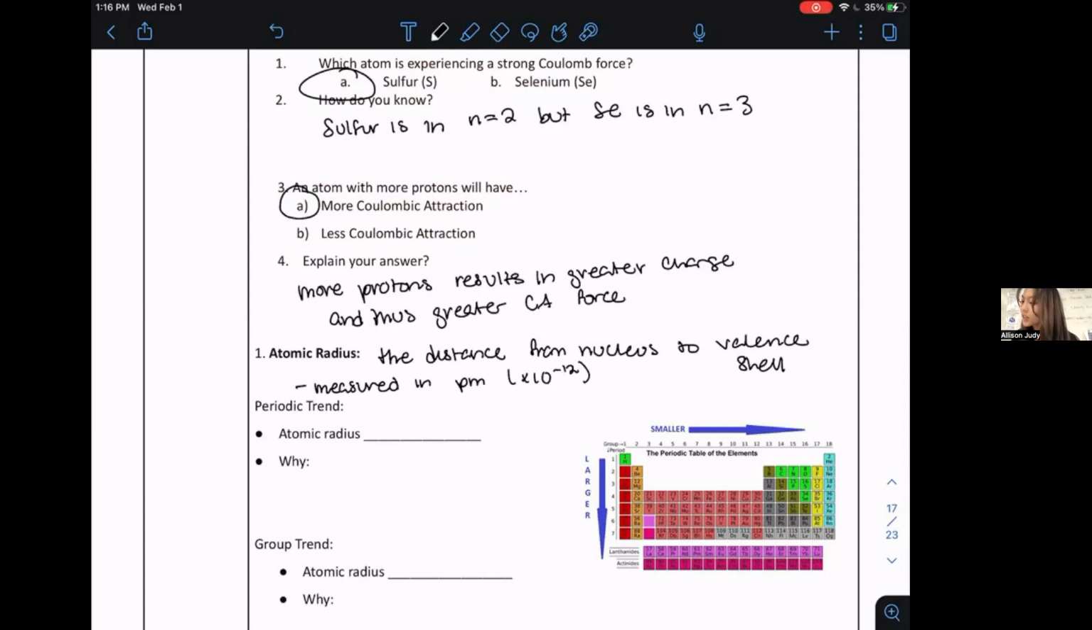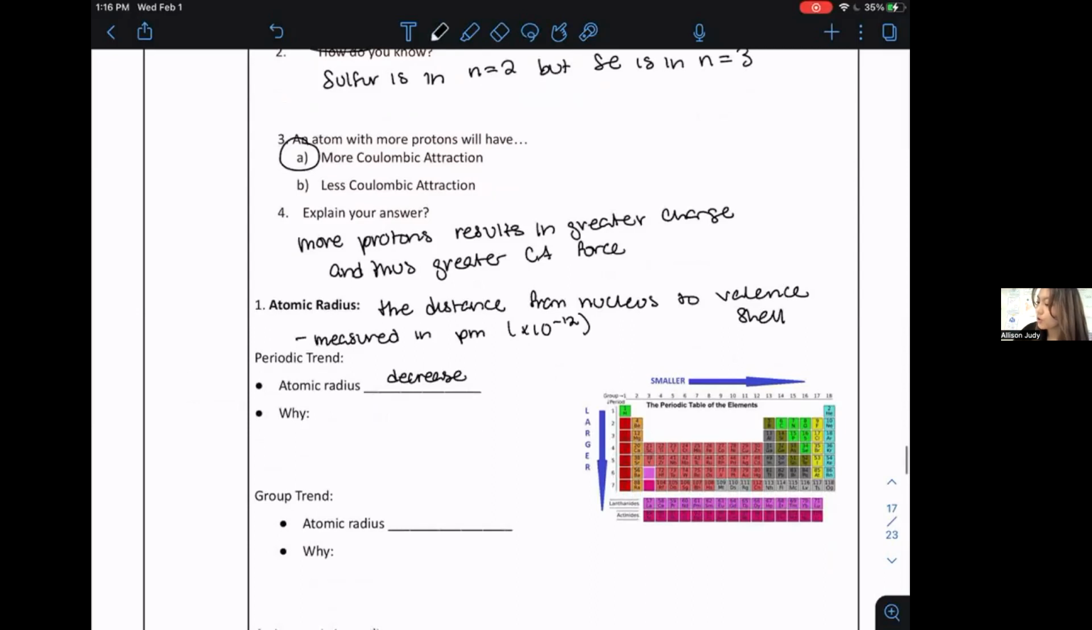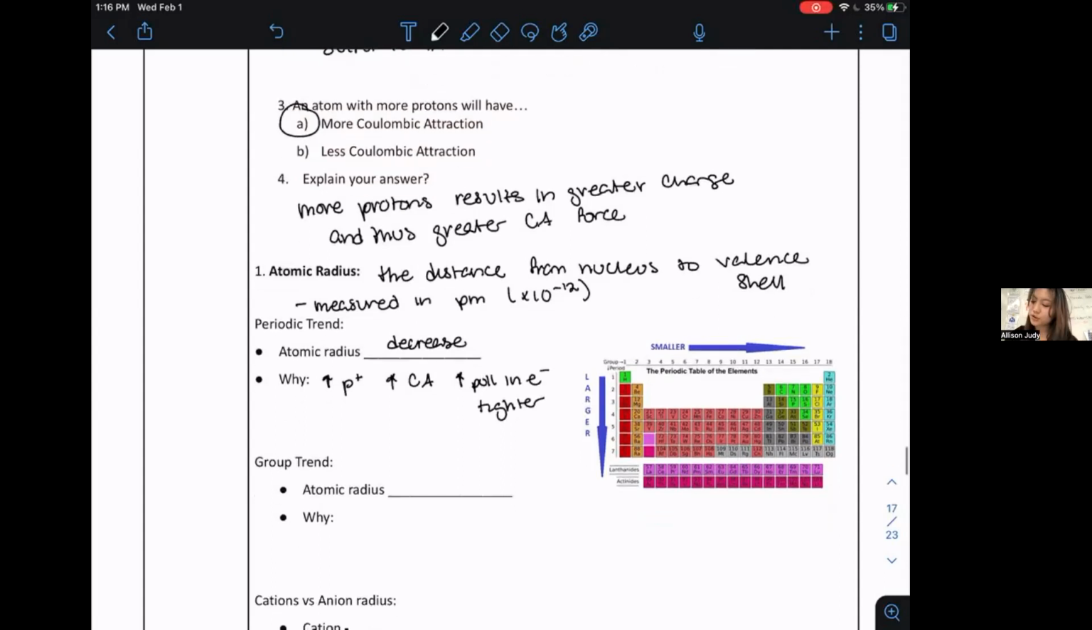And we say that across a period, across a row, it decreases. Why? Because as you go across a row, you increase your proton count, and therefore you increase your Coulombic attraction, which makes the force of the pull stronger. So that means you pull in your electrons tighter, right? That's a rhetorical right.